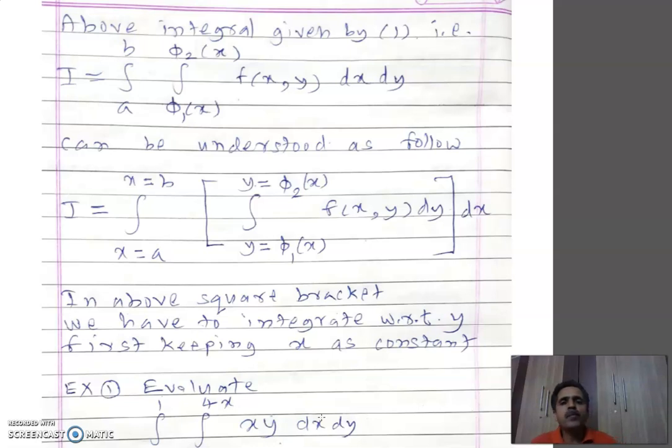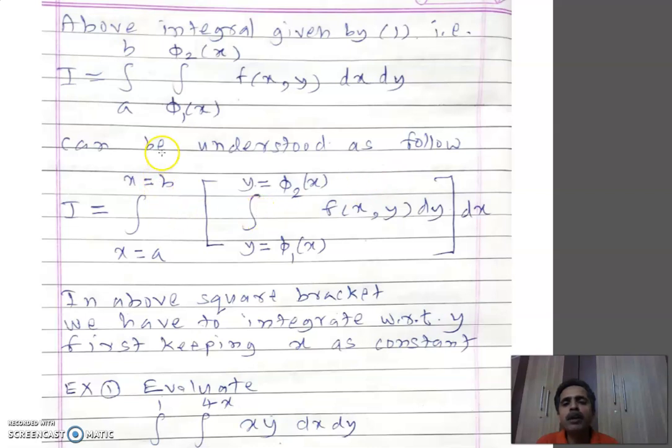Above, equation 1 is here, and this equation is the integral from a to b, phi 1(x) to phi 2(x), of f(x, y) dx dy. As I told you, here the limits of the inner integral are functions of only x. That means we have to integrate this function f(x, y) with respect to y first. These are the limits of y.